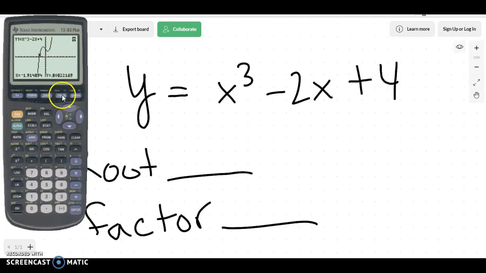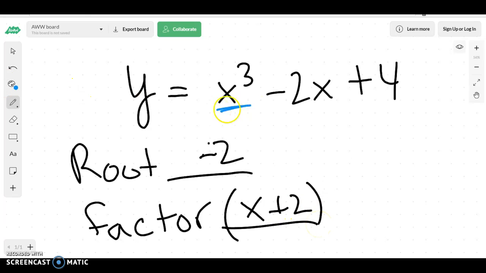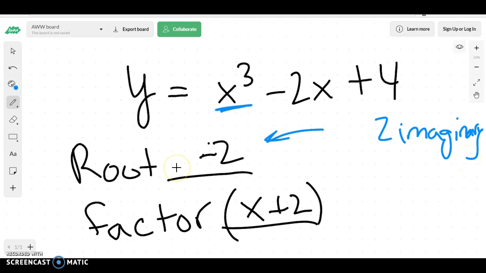So to find that, we'll hit second calculate. We'll go down to intersect. And we found its one real root, which is at negative 2. Then if we want to write that as a factor, we would say that's x plus 2. And again, this thing really does have 3 roots. It just only has one root that's real and 2 that are imaginary. So that's how we'd go about doing that question.